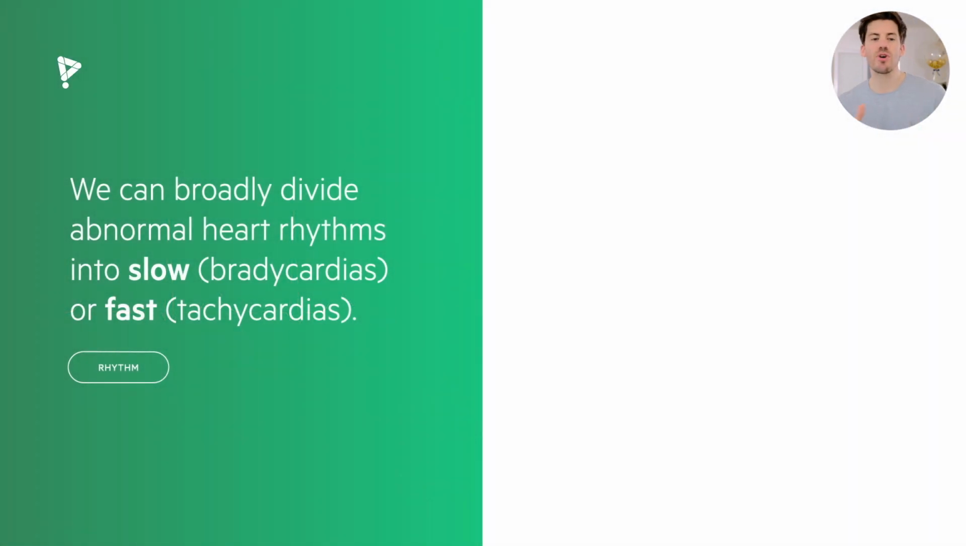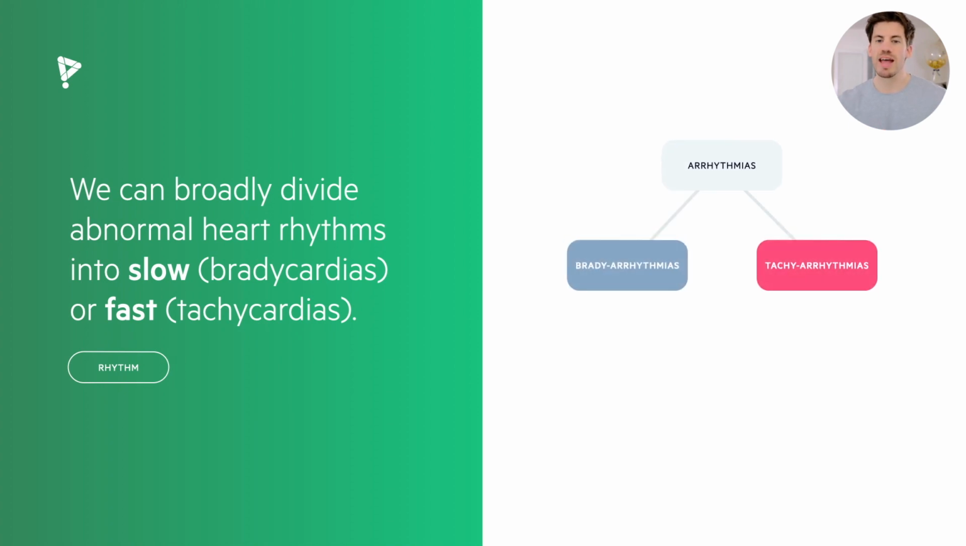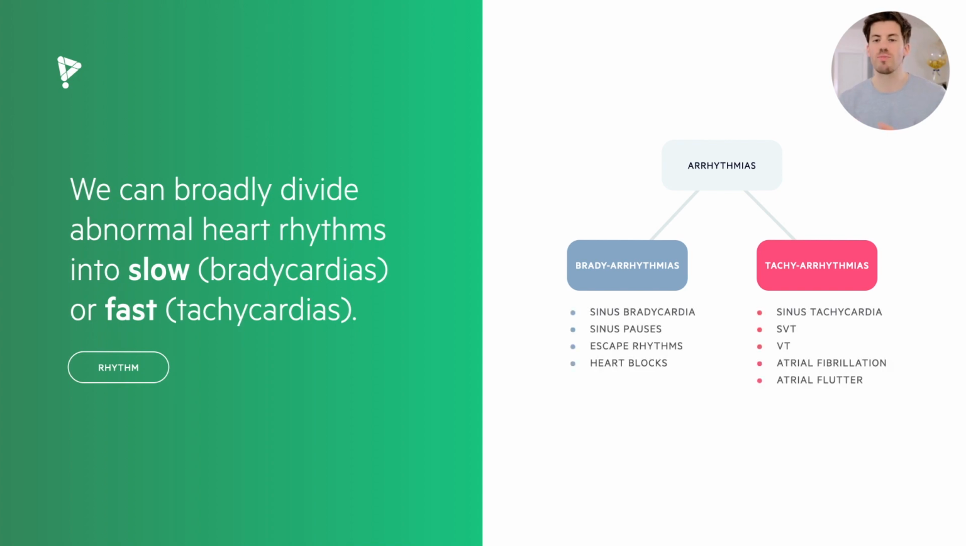And there are many different causes of abnormally slow or abnormally fast rhythms, okay? We'll be covering these in 2 of our later ECG parts, dedicated solely to bradyarrhythmias and to tachyarrhythmias. Some example abnormal rhythms that you may see: in bradycardias, you may have sinus bradycardia, sinus pauses, escape rhythms, and heart blocks. With tachyarrhythmias, you may have sinus tachycardia, supraventricular tachycardias, ventricular tachycardias, atrial fibrillation, atrial flutter. These are all common abnormal rhythms that can be fast or slow, and we're going to cover all of these at a later date.